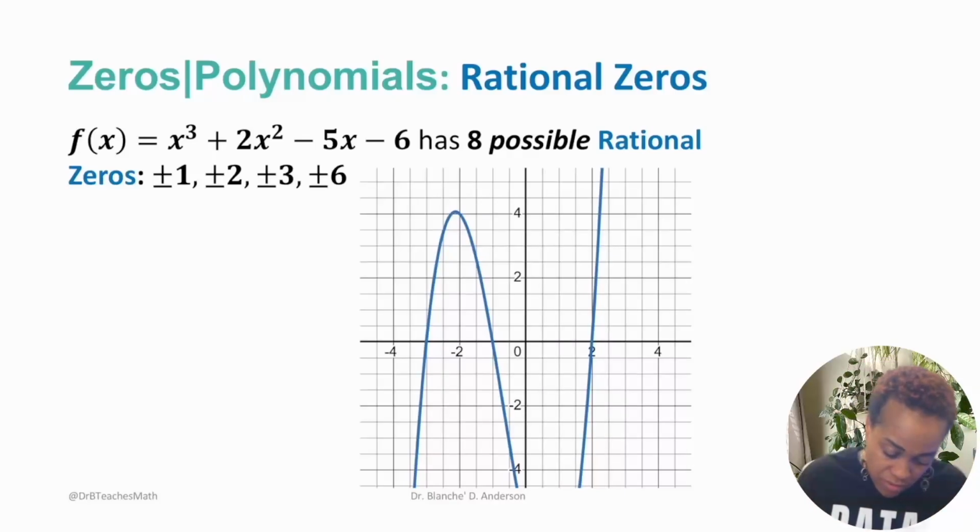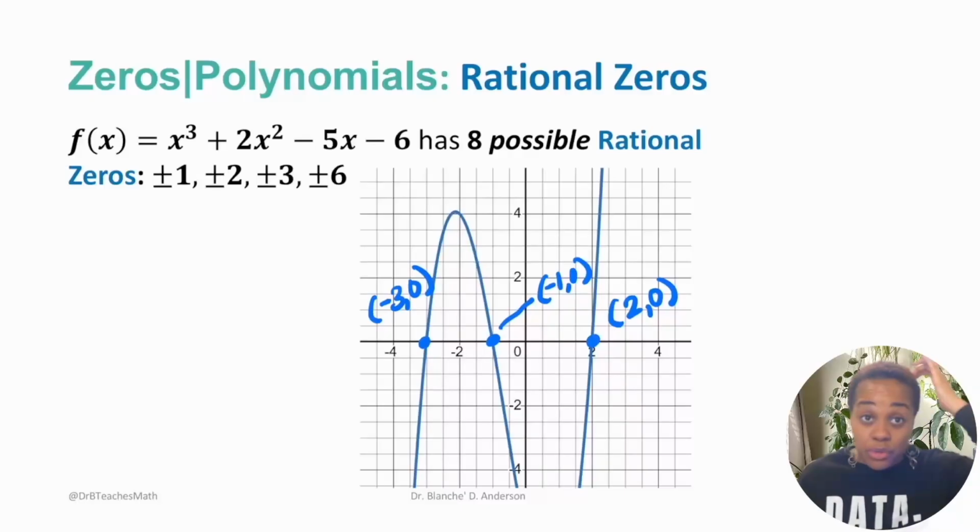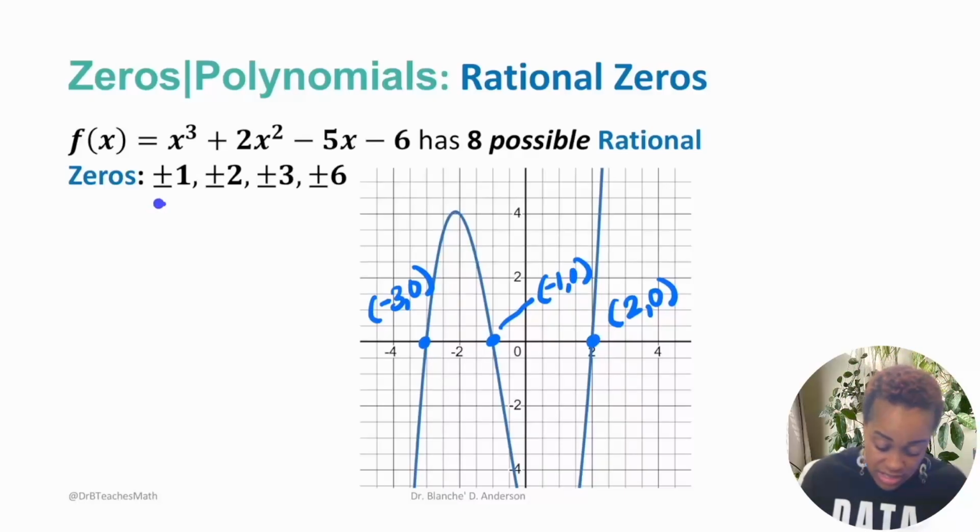So this point right here, this is the point (2, 0). This point right here, that's the point (-1, 0). Forgot my sign, (-1, 0). And then this looks like (-3, 0). So out of this whole list, because that's 2, 4, 6, 8, there were 8 of them.